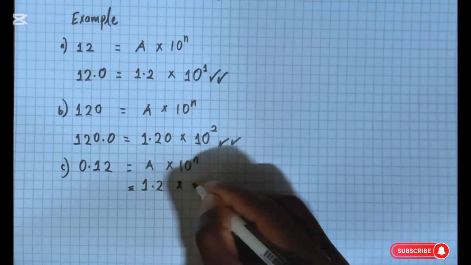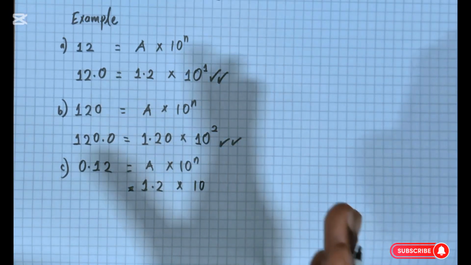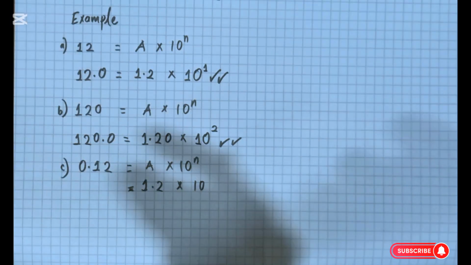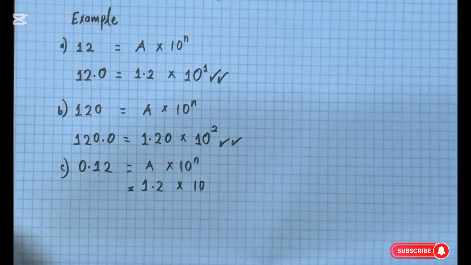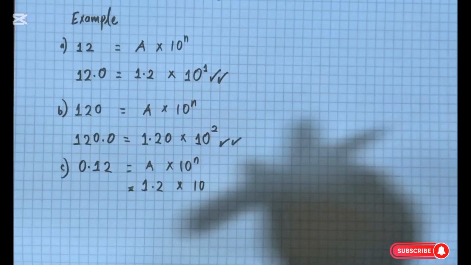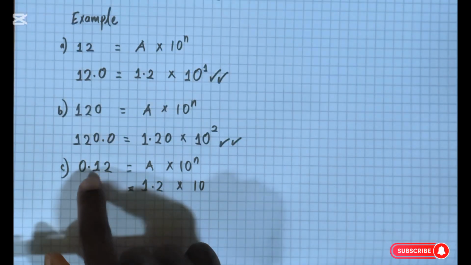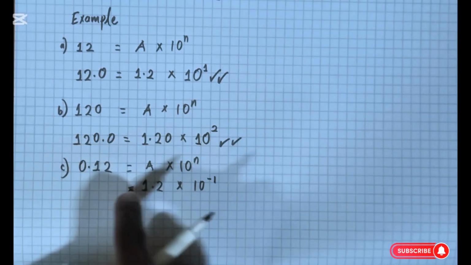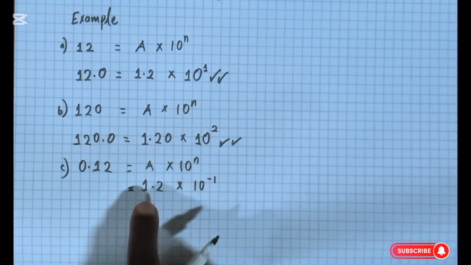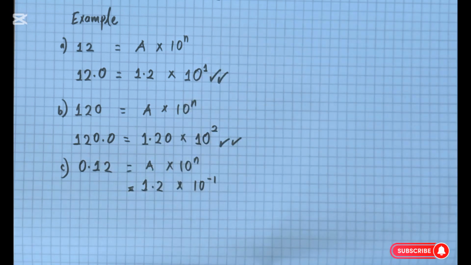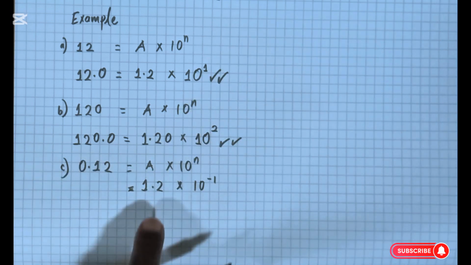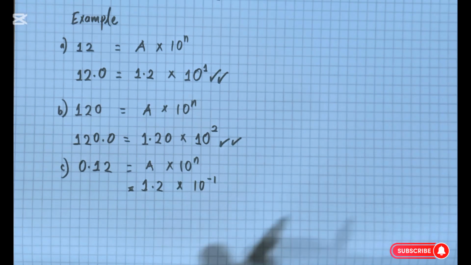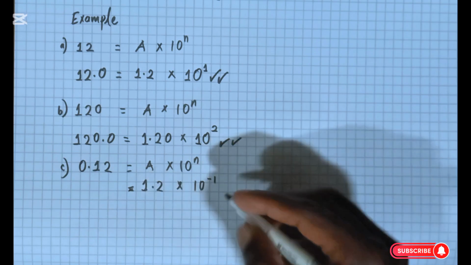However, we moved in what direction? I told you earlier on that when we move to the left, we're always going to have that value of the power of 10 as a positive integer. However, when we move to the right, it's always going to be a negative integer. Therefore, this is going to be negative 1, because we had to move only one step to achieve the range between 1 and 9.9. All right, so that's going to be 1.2 times 10 raised to the power of negative 1, as you can see right there.